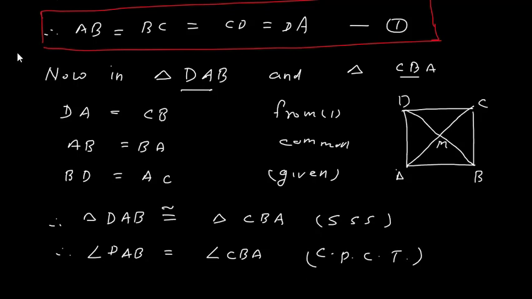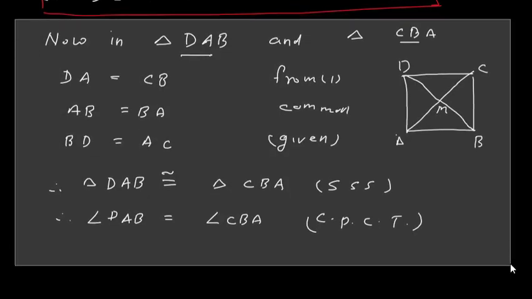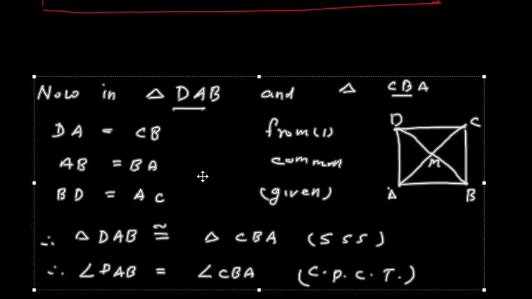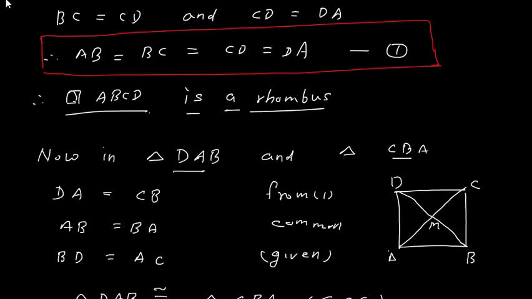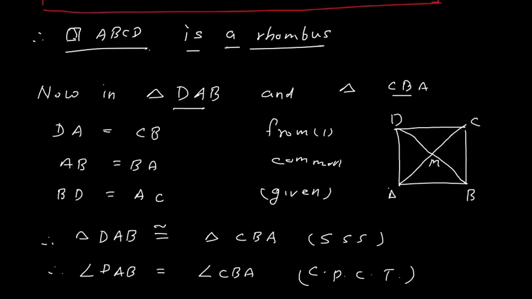Okay, so here when I proved that all sides are equal, I can say that therefore quadrilateral ABCD is a rhombus. Okay. So this quadrilateral ABCD is a rhombus because all sides are equal. Now we have to prove that each angle is 90 degree.